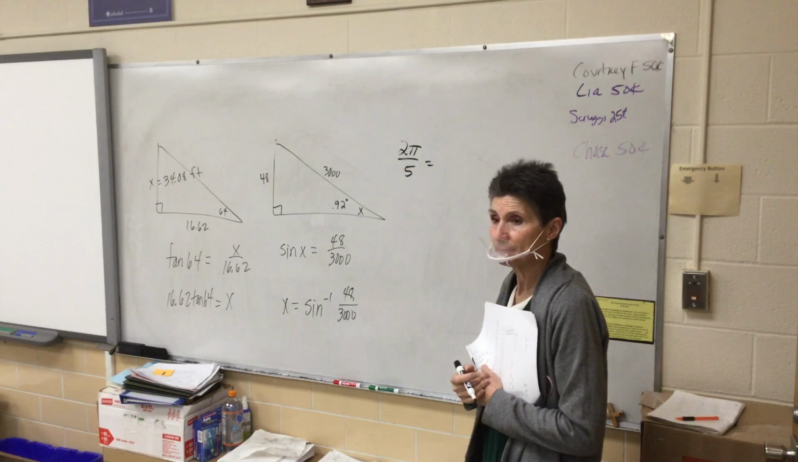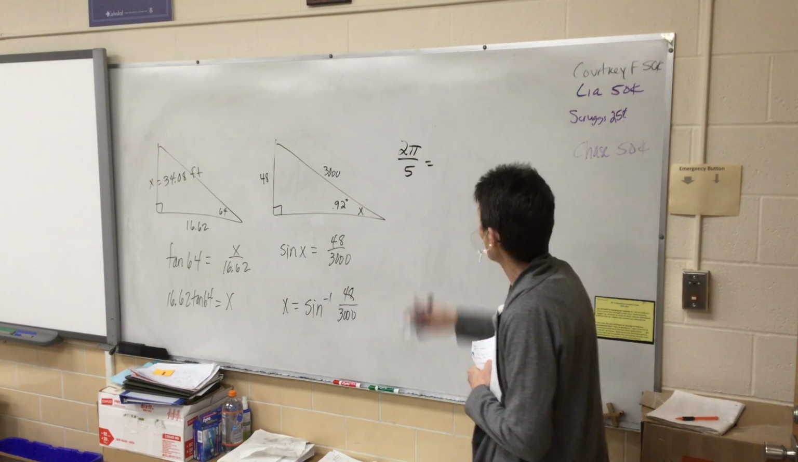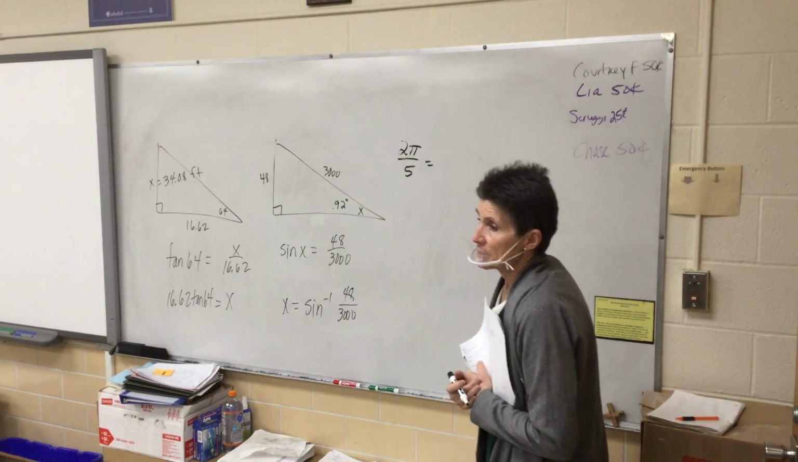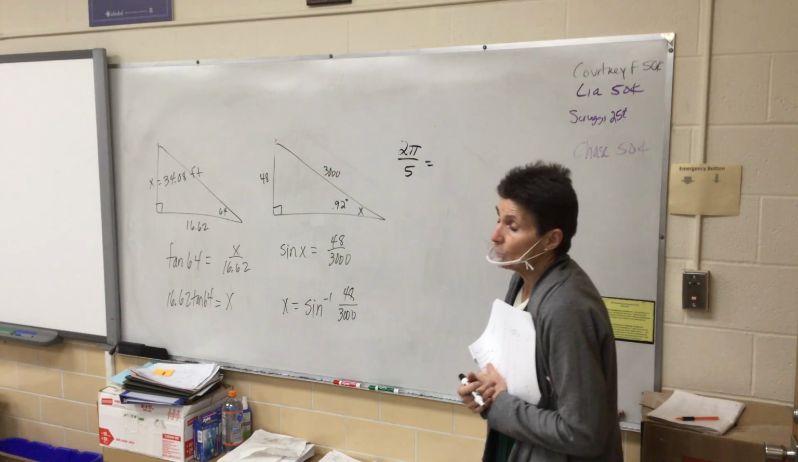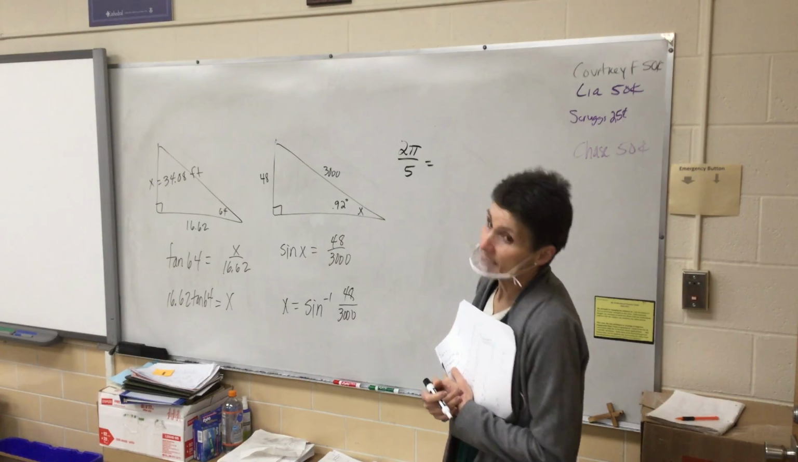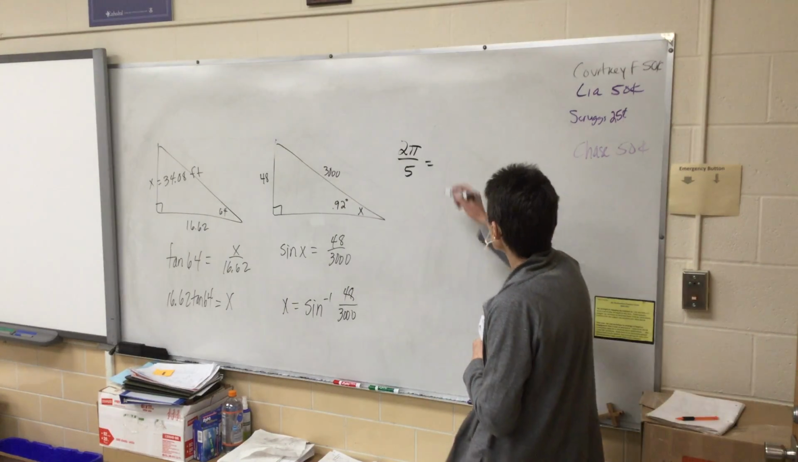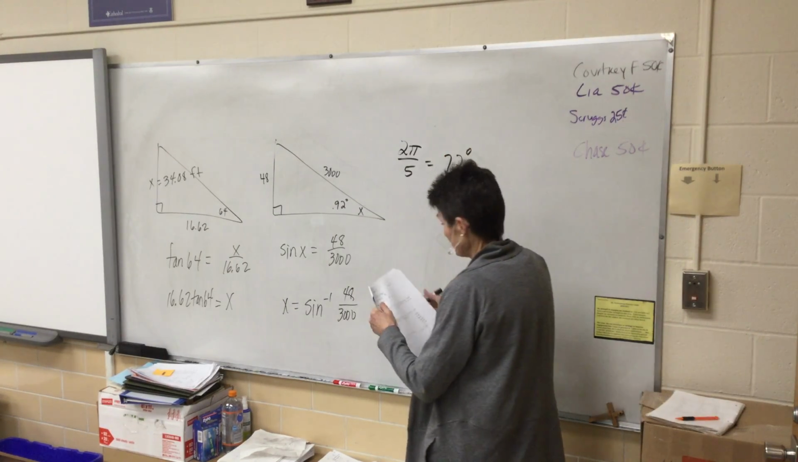Yep, how did you get that? 180 times 2 divided by 5. Exactly. Pi is 180, right? So if I were doing it, I would do 180 divided by 5 times 2. She did 180 times 2 divided by 5. It makes no difference which way you do it. So that's 72 degrees. Perfect.